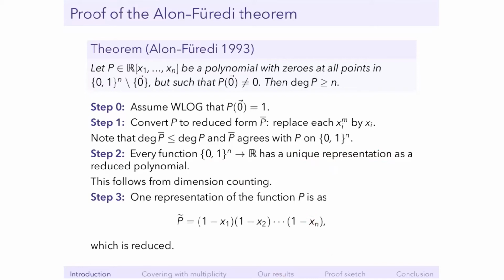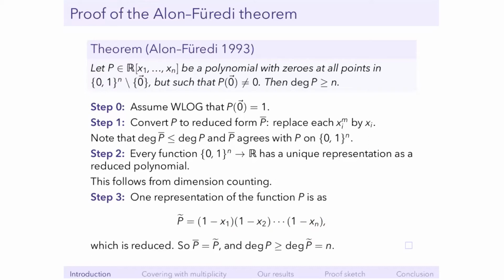And now step 3 is, remember I have this function represented by the polynomial p, which is 0 at every vertex except 1 at the origin. And I can write down this polynomial, 1 minus x1 times 1 minus x2 times dot dot dot times 1 minus xn. And this p tilde that I've written down is a reduced polynomial. And additionally, it agrees with the function p on every vertex of the hypercube, right? If I plug in the origin, I get 1. And if I plug in any other vertex, I get 0. So this reduced polynomial agrees with p.